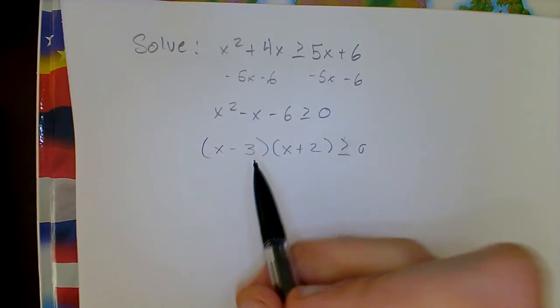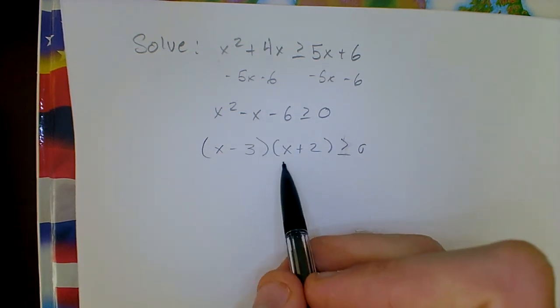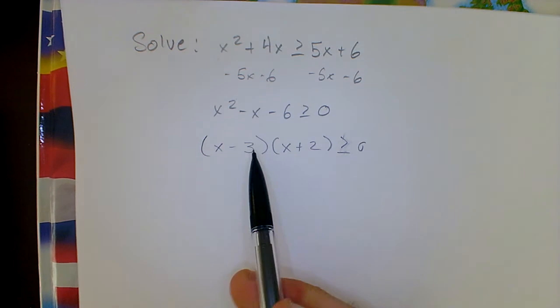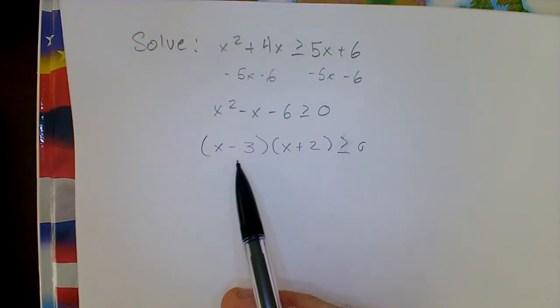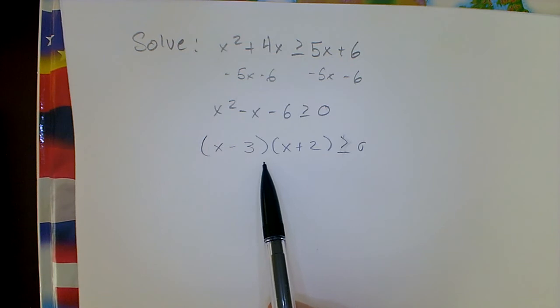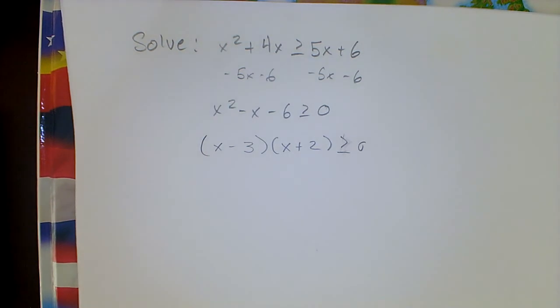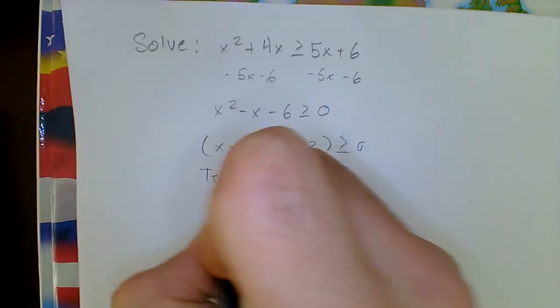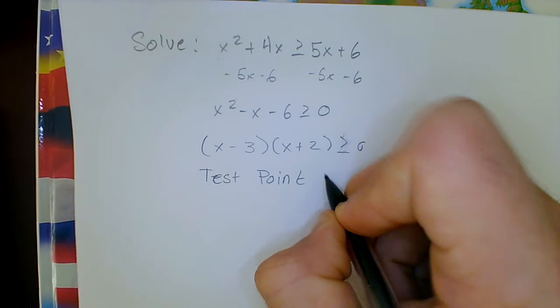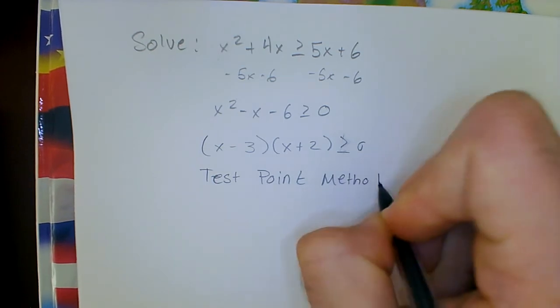Okay, so what does this mean though? We haven't really solved it for x, right? Usually we solve it and then we can draw our number line. So here, when it's not linear, it's quadratic or even more degrees, and you factor it down like this, you can use this method that the book calls the test point method.